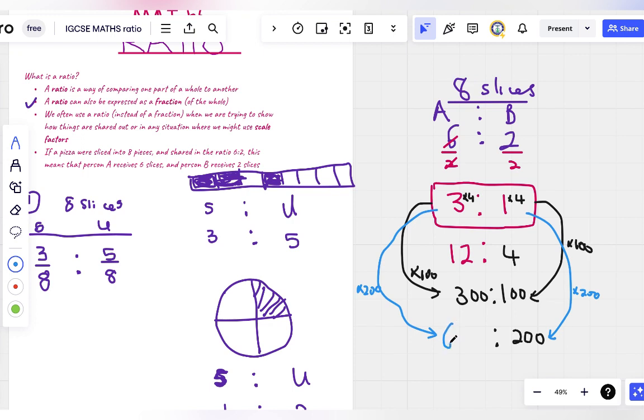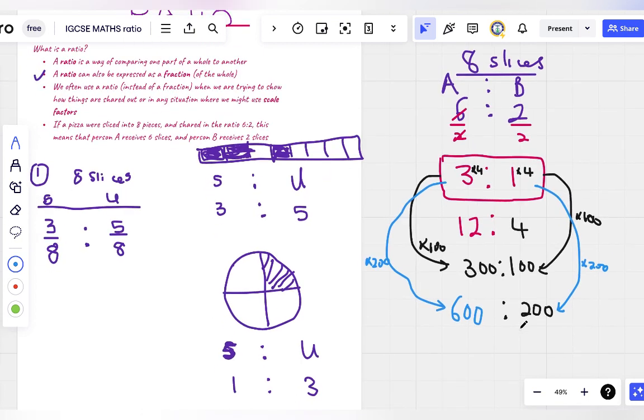So person A would have received 600 slices of bread, while the total slices would have been 800, which is very similar to how we started. The total slices was 8, and this one got 6, and this one got 2. When it became 800 by adding 2 zeros, this one will get 600, and this one will get 200. Okay? You can see the logic. You can see how it's working. So this is how we play with the beginning of ratio.